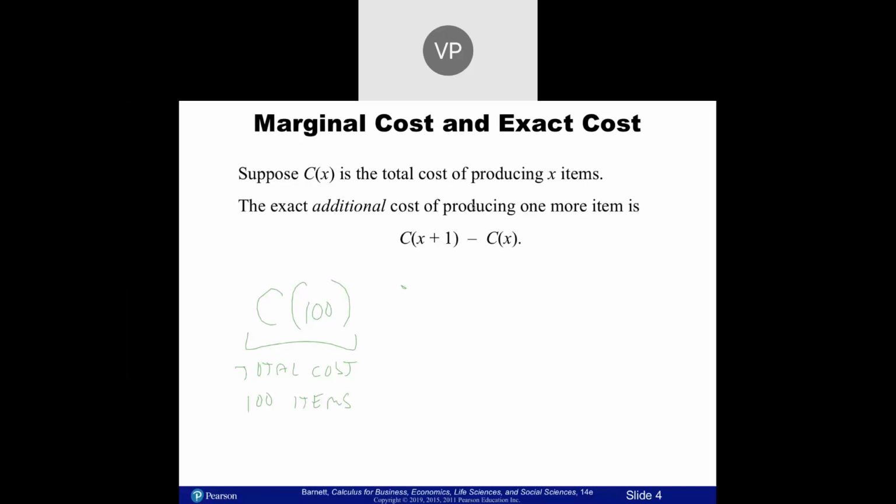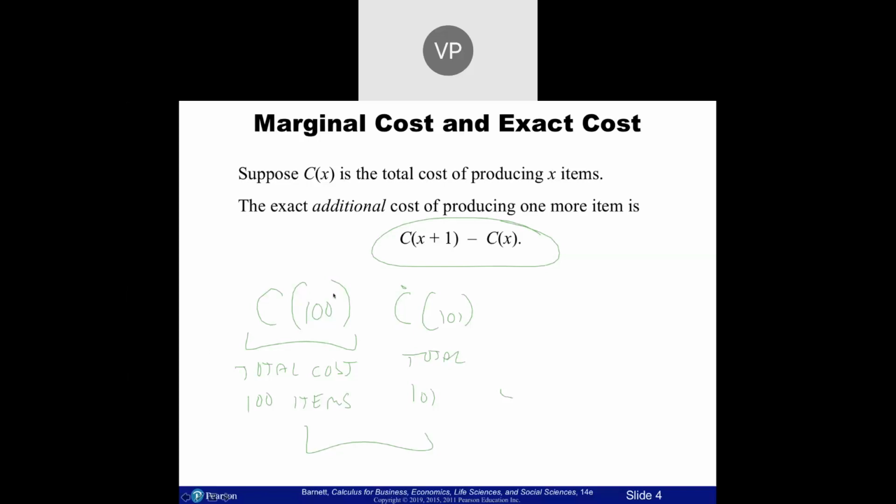In this case, we have 100 items. That C of 100 is the total cost for 100 items. So C of 101 is going to be, again, the total for 101 items. Okay, so the difference of these two is what they're doing right here. That's basically saying, well, C of 100 cost me this much, C of 101 cost me this much. The difference is basically how much that 101st shirt or 101st item ends up costing. So that's what they're talking about here.